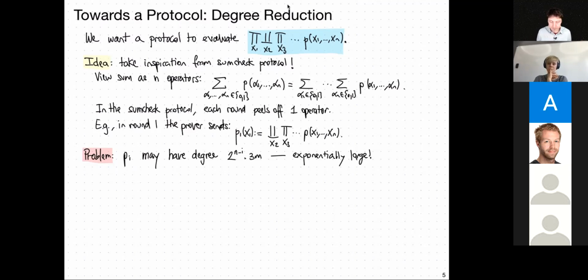And yes, here I'm writing Pi. We were talking about P1 here, but in general, Pi may have degree 2 to the n minus i because it went through n minus i doublings of degree. And of course, P1 would be the one that has the largest degree potentially because it went through n minus 1 doublings through xn, xn minus 1, and so on, up to x2. All right, further questions about this point?